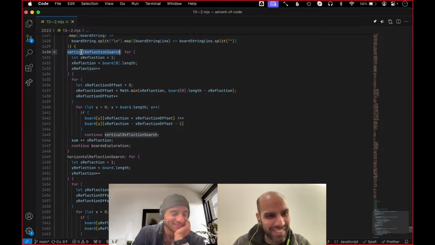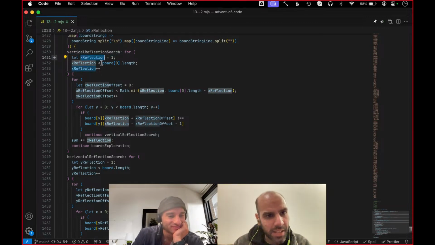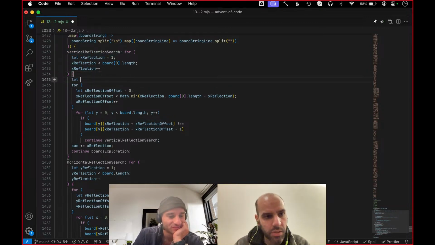So this is my reflection search. I am supposing that the X reflection will be in a certain place, and to determine that, I will find my mistakes. Or I will even say something like smudge found.